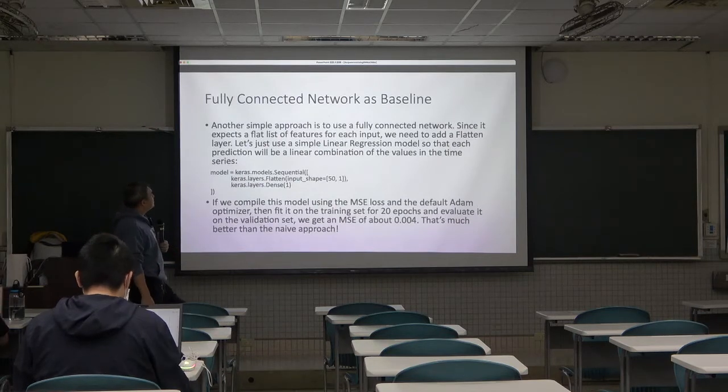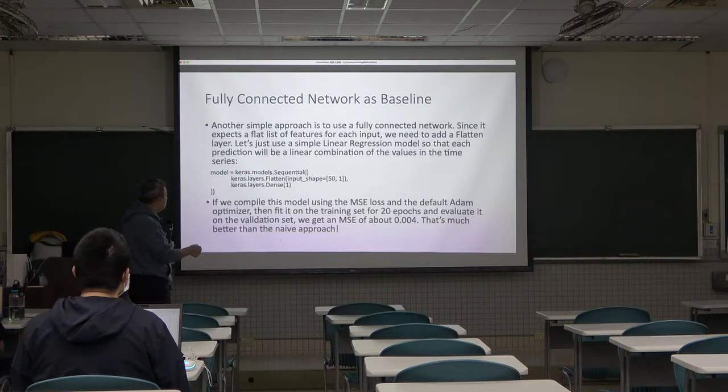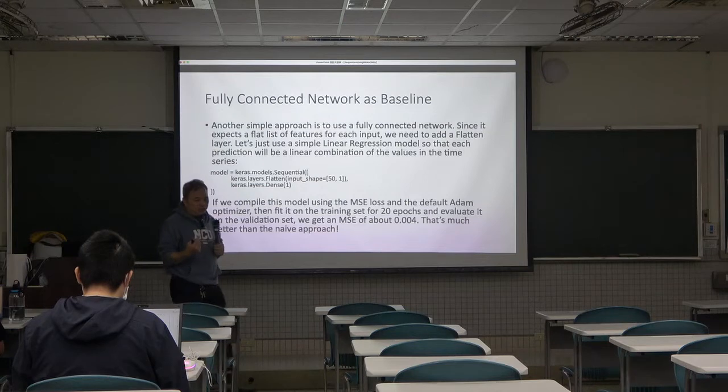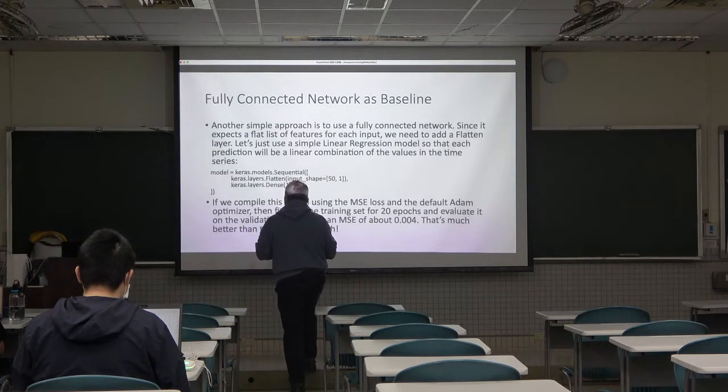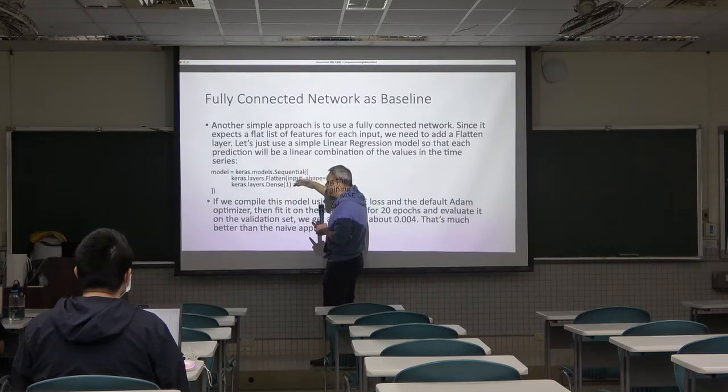Another easy approach that we can use as a comparison is a fully connected network, a very simple one like this. Keras models Sequential. In this model, we first have a Flatten layer with input shape 50, 1. And then, because we want to output the prediction, the output layer is a Dense with only 1 neuron. So be very careful here.